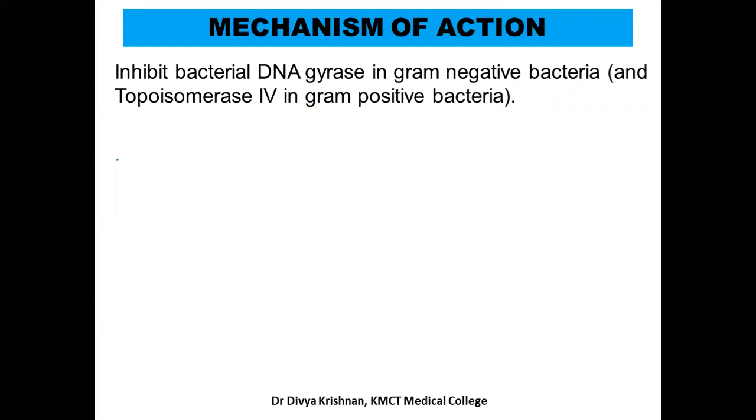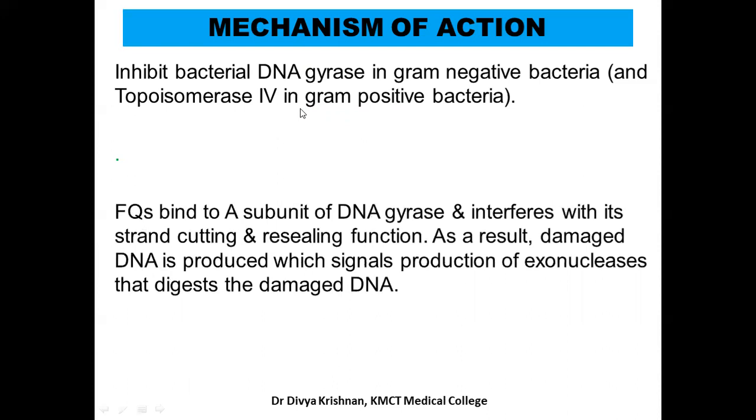So the mechanism of action is the same for both generations, and this is the first thing that you will be writing. They will inhibit the bacterial DNA gyrase in the gram-negative bacteria and topoisomerase IV in gram-positive bacteria. In your first year, you already learned DNA gyrase is involved in the nicking of the double-stranded DNA, and then it introduces the negative supercoils and then reseals the double-stranded DNA. This is a normal function of DNA gyrase in gram-negative bacteria, and the topoisomerase IV has a similar function in the gram-positive bacteria. Now, DNA gyrase has got two subunits, that is A and B.